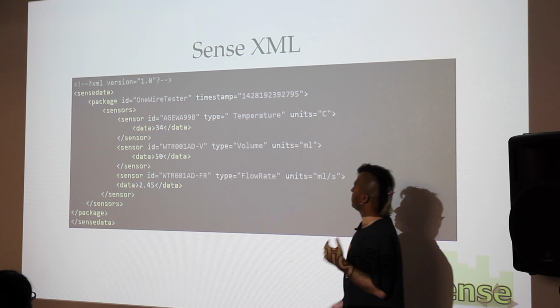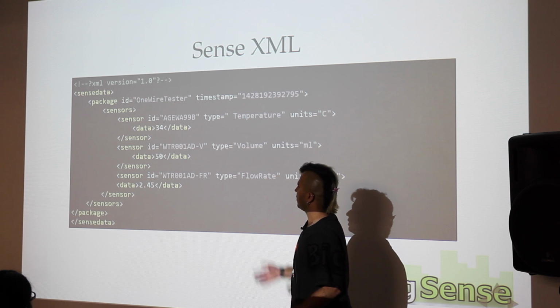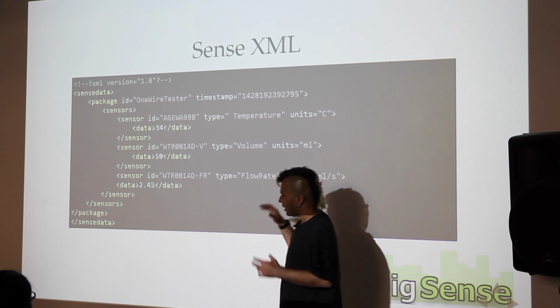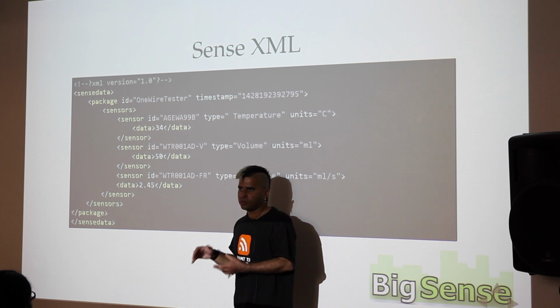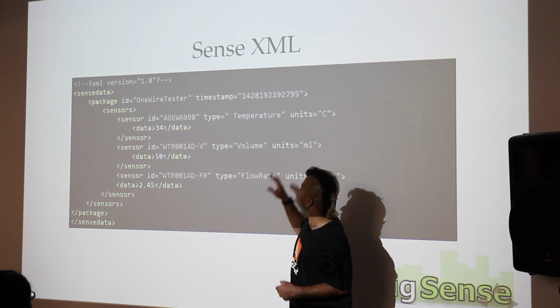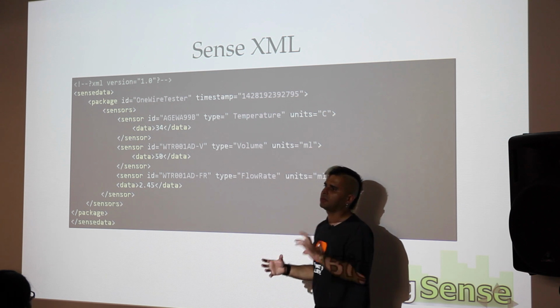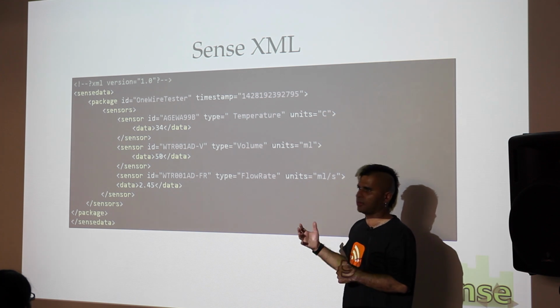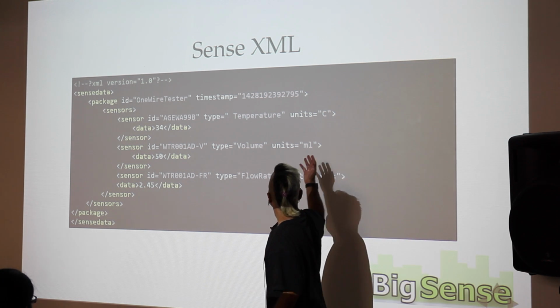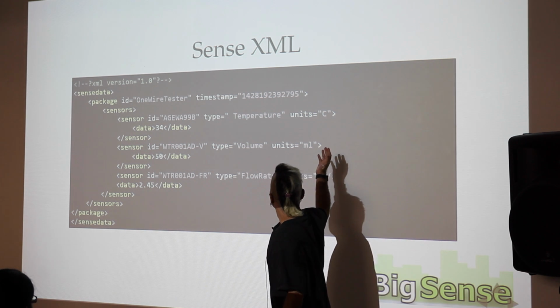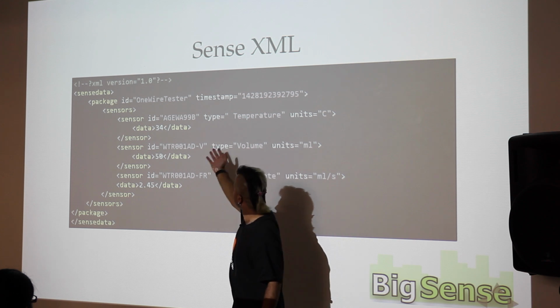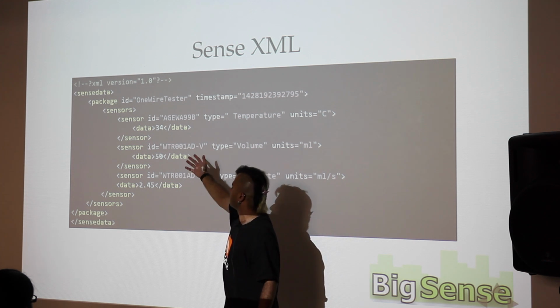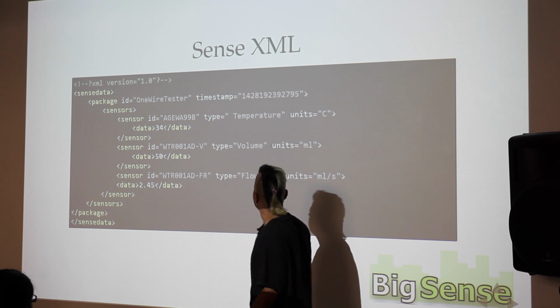So what does the sense XML actually look like? This is what it looks like. We have sense data. We have a package. You can have multiple packages per transmission. So the package itself contains a timestamp. A package represents a moment in time, and it represents what all these sensors represent in that moment in time. So here we have a temperature sensor that's transmitting units in Celsius. This temperature sensor has a unique ID and it's saying it's 34 degrees at this particular point.